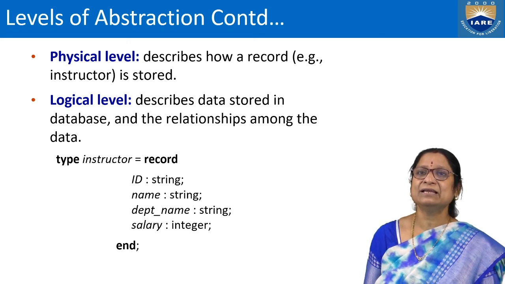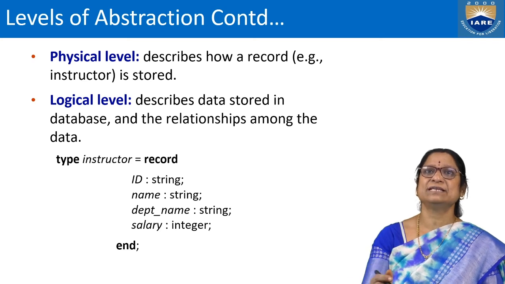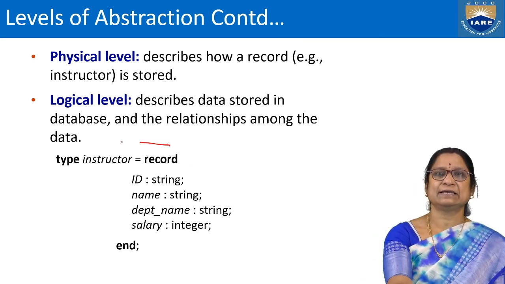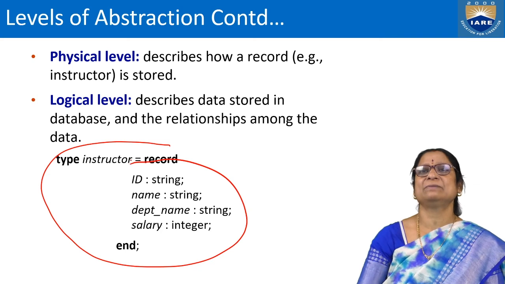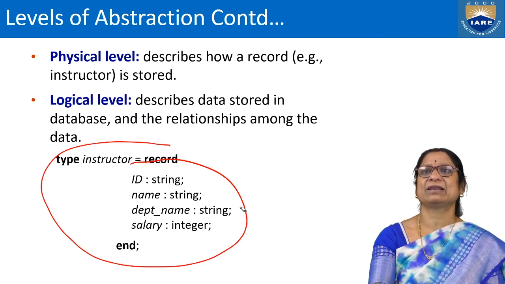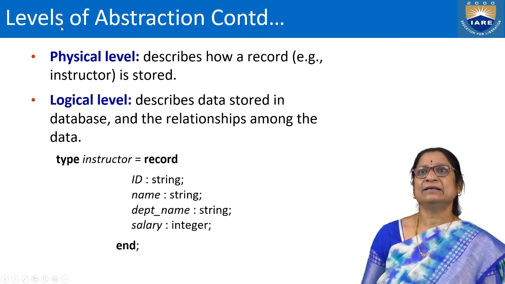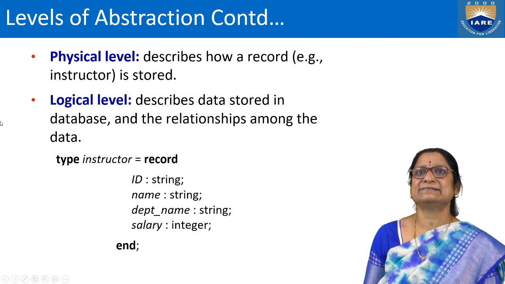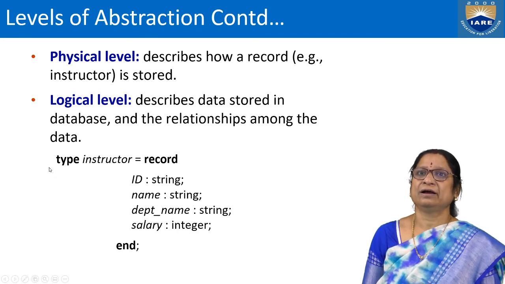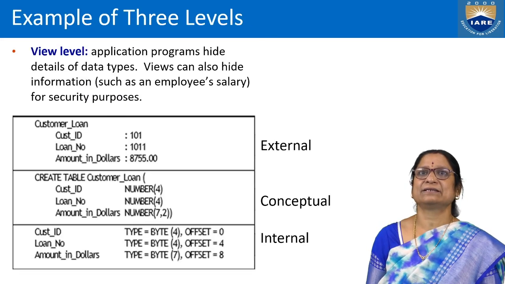At the physical level, how this entire block is going to be used and stored will be represented. The logical level describes how the data is stored in the form of various attributes. So at the physical level, a block is represented. At the logical level, data is represented.